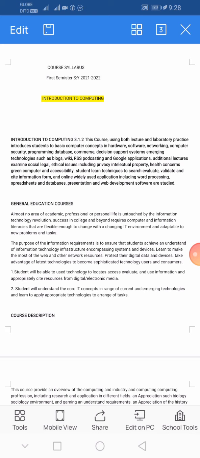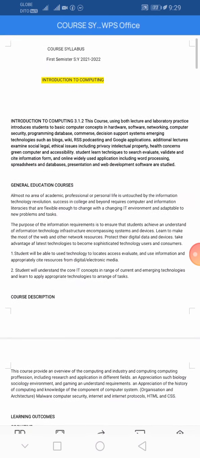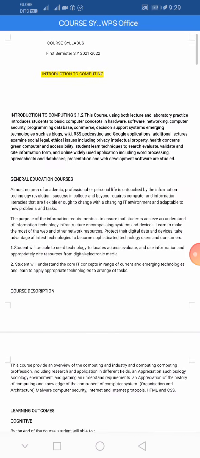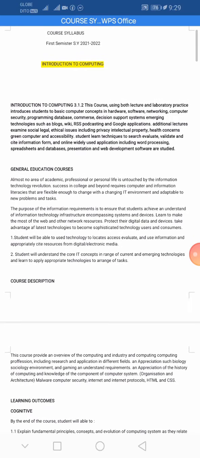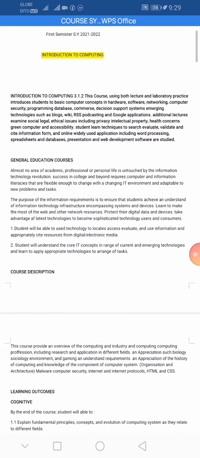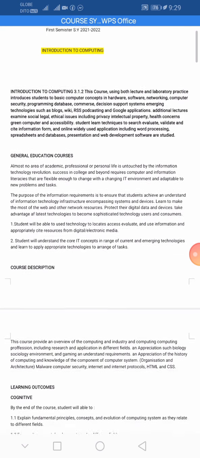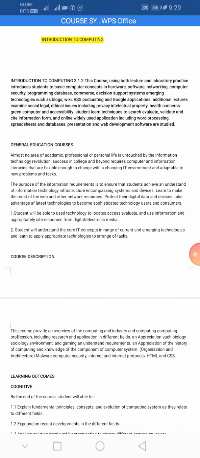Students learn techniques to search, evaluate, validate, and cite information from online sources. Widely used applications including word processing, spreadsheets, databases, presentation, and web development software are studied. General Education Course.